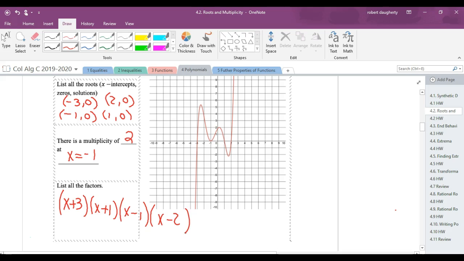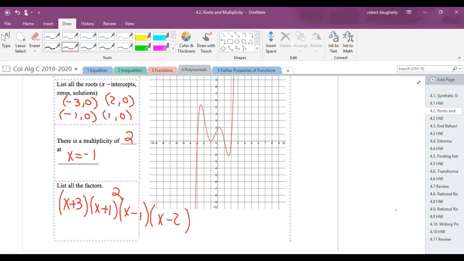So you can write it like this. These have to be all of the factors, because I know there's a multiplicity of 2 at x equal negative 1. So this root has to occur twice. This factor has to occur twice. Yes?